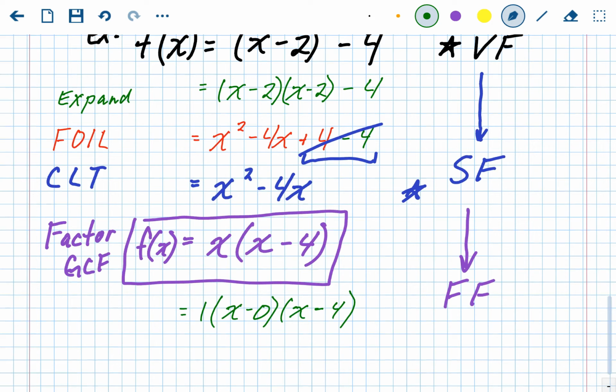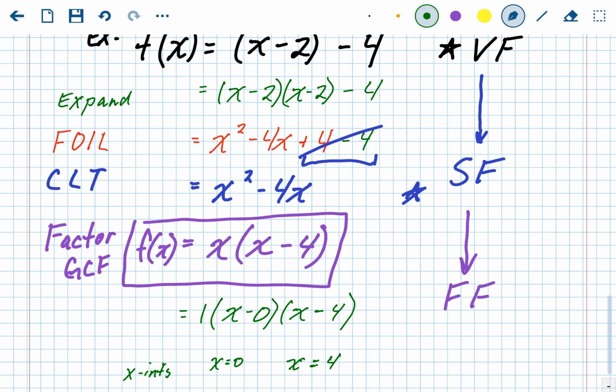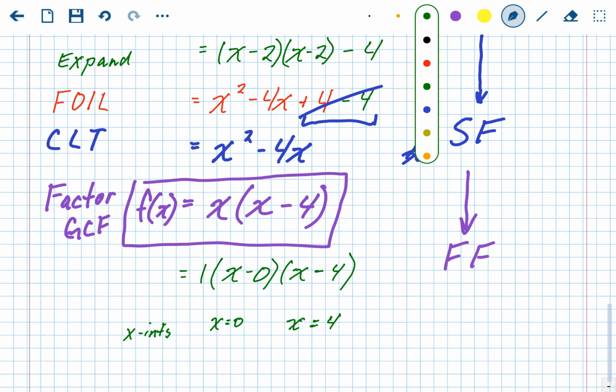So again, you should be able to find your x-intercepts. Your x-intercepts are going to be x equals 0 and x equals 4. You should be able to find your y-intercept from factored form, or from standard form. Your y-intercept is always the c value. Well, the c value is 0, so the y-intercept is 0.